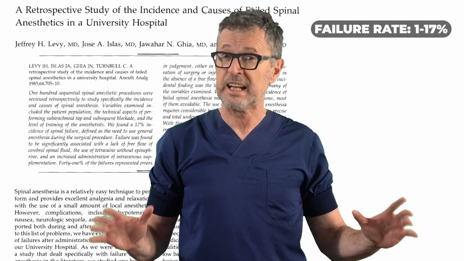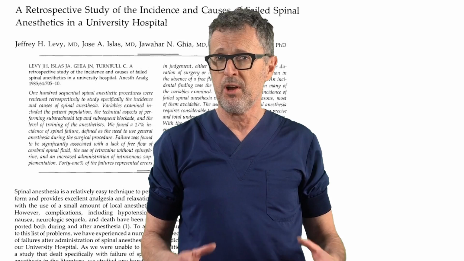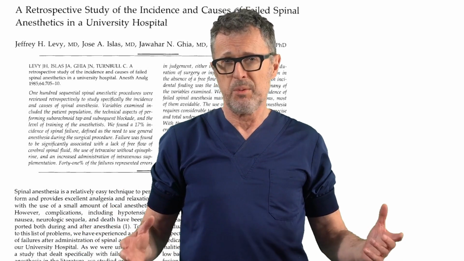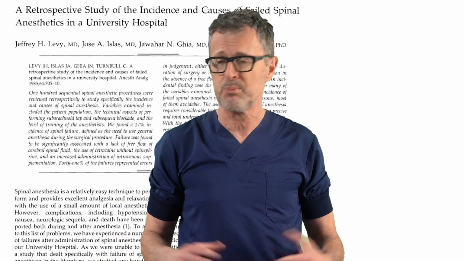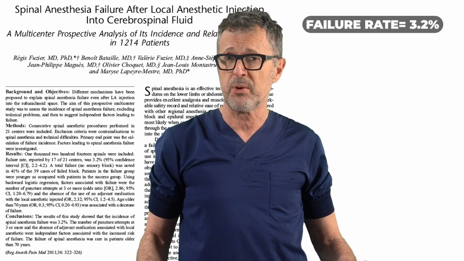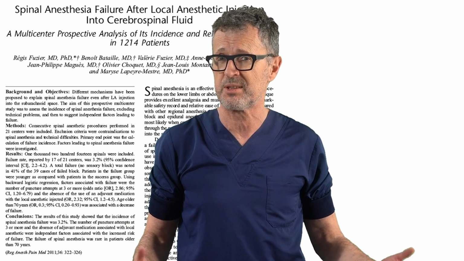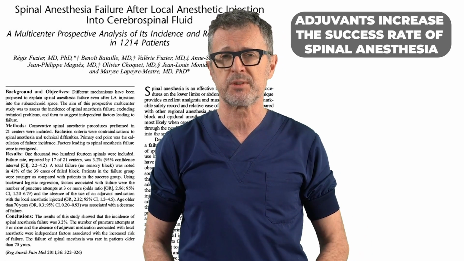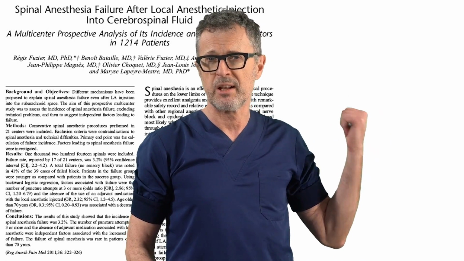Now, of course, clearly this high failure rate from a 1985 paper would be inconsistent with modern practice of regional anesthesia. Indeed, with modern techniques and equipment for spinal anesthesia, the failure rate is much lower. It is about 3.2%. The greater number of puncture attempts and not using adjuvant medications such as opioids with the local anesthetics are independent factors associated with the greater risk of failure of spinal anesthesia.